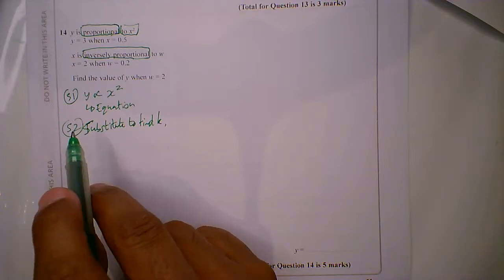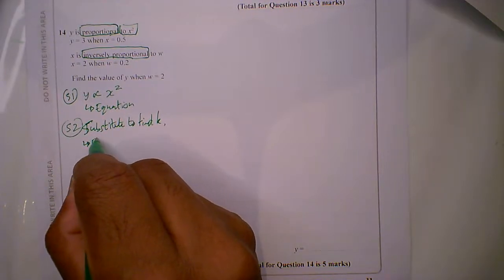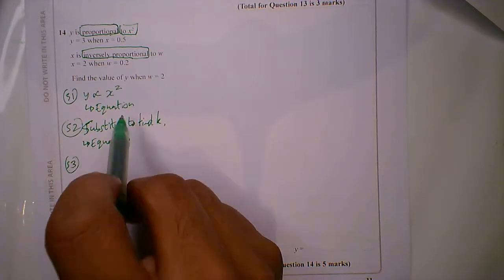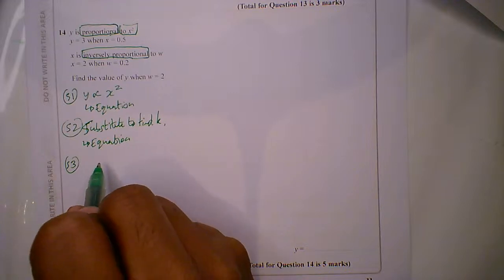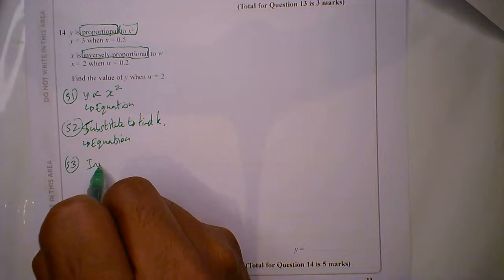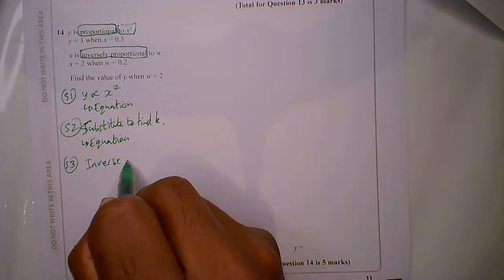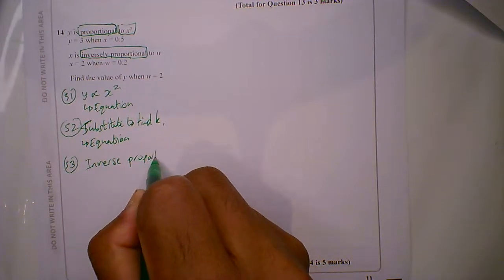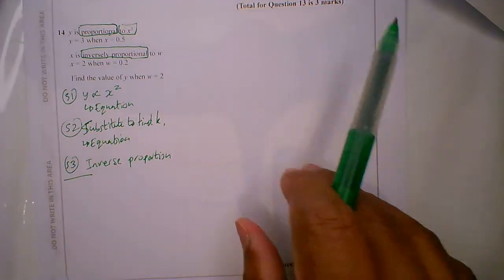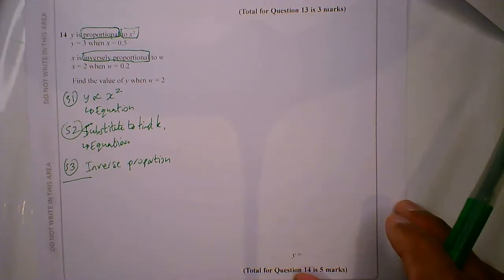Once I do that, I can then have an equation. And the next step, step 3, is we have inverse proportion. Okay, I'm going to stop there because then there is this w that is introduced. So I will first do these steps, then we can look at what happens next.